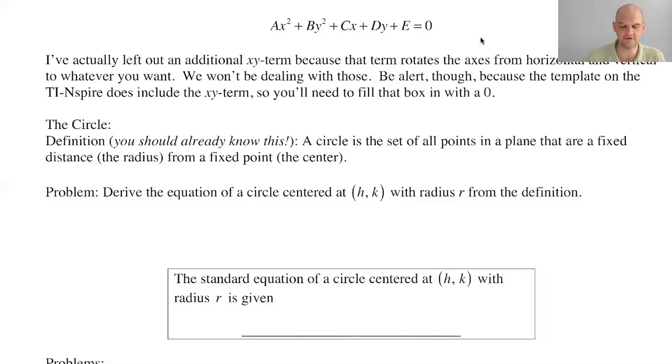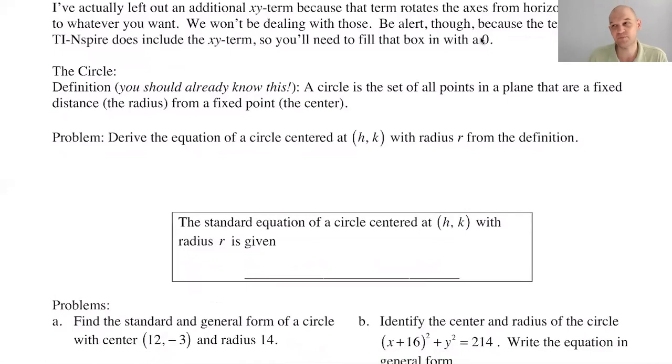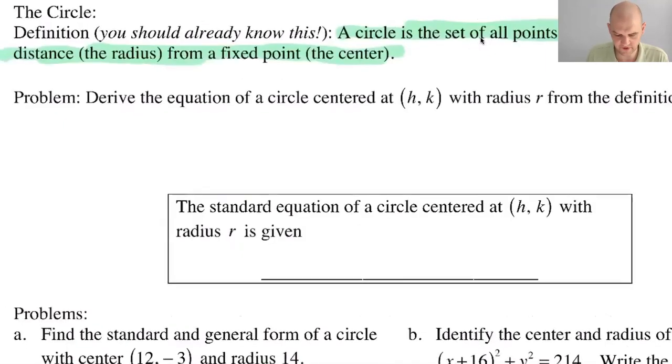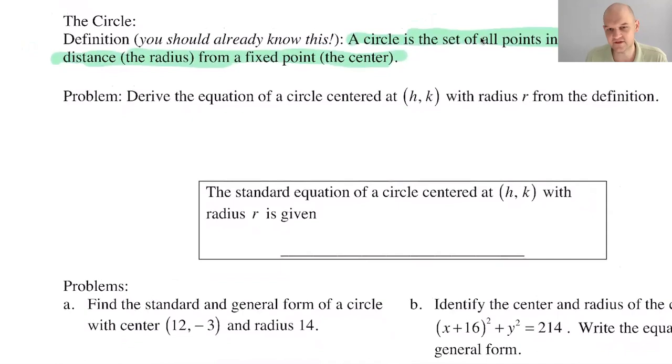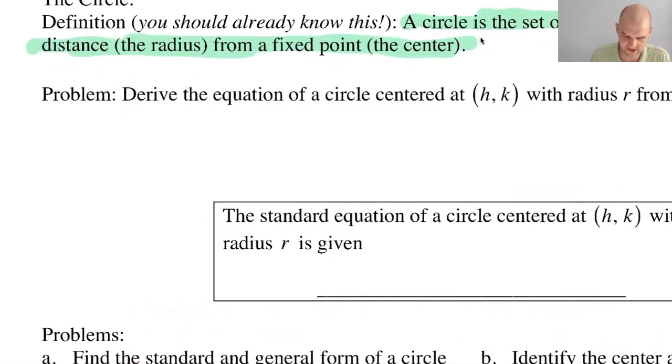So the first one we're going to talk about is the circle. Probably the easiest one to deal with, and you already probably know a lot about it. So the definition of a circle, it's the set of all points in a plane that are a fixed distance, which we call the radius, from a fixed point, which we call the center. So we probably already knew that. We can actually use that definition to find the equation. So that's what I'm going to do.